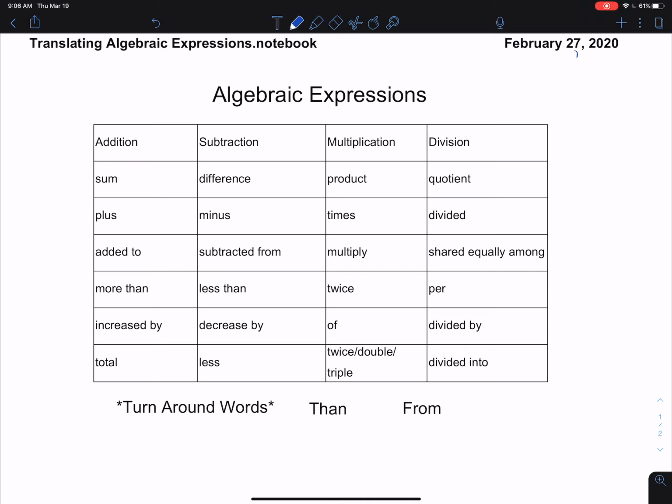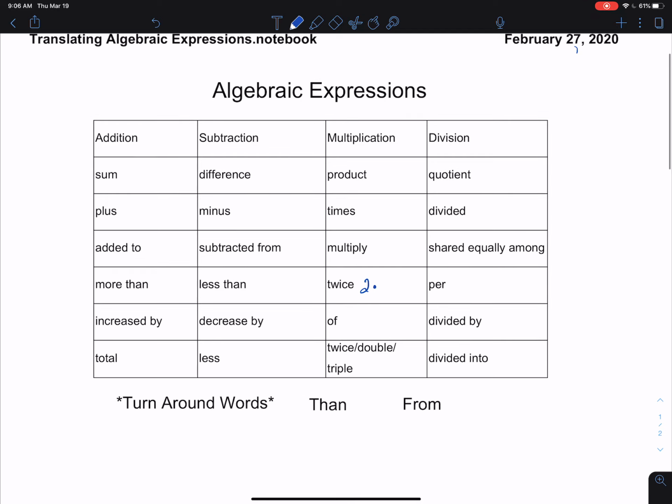For multiplication, we have product, times, multiply, twice, which is the special case 2 times, of, twice, double, and triple. So twice and double both mean 2 times, triple means 3 times. And then we have division, where our keywords are quotient, divided, shared equally among, per, divided by, and divided into.